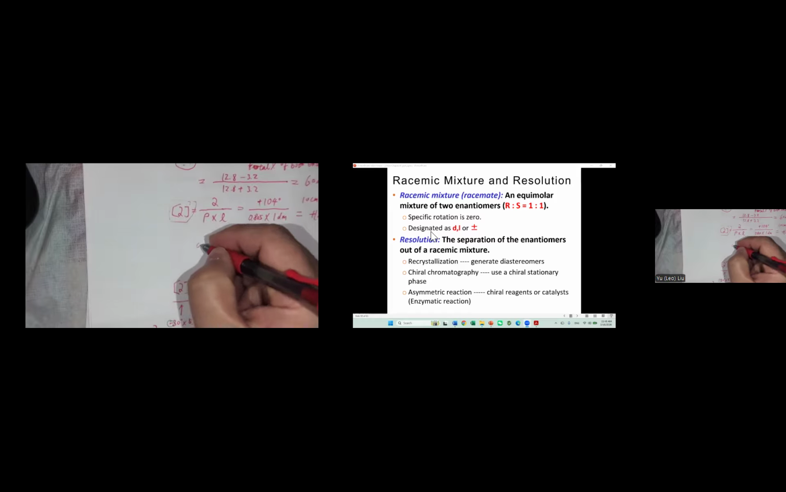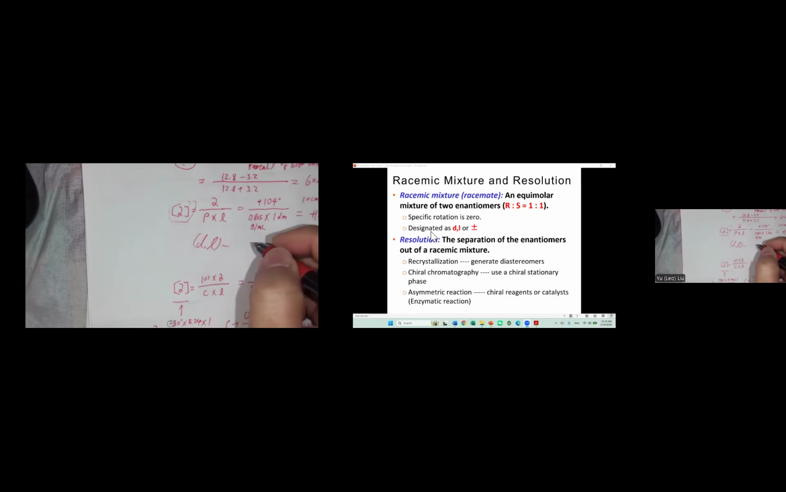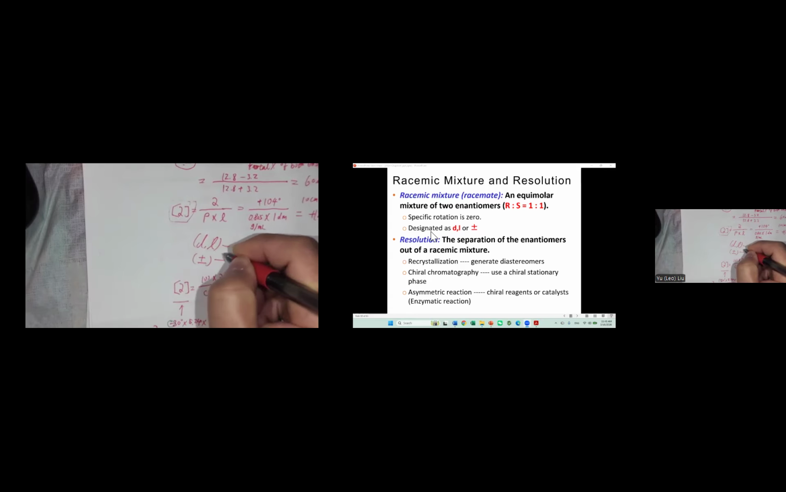Most of the time, if you purchase some chemicals, people label them D, comma L. That means a racemic mixture, with R and S in a 1-to-1 ratio. Or sometimes you see a plus and minus sign together. That also means a racemic mixture. So a racemic mixture has a specific rotation of 0.